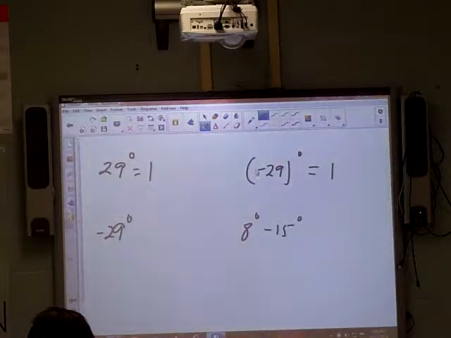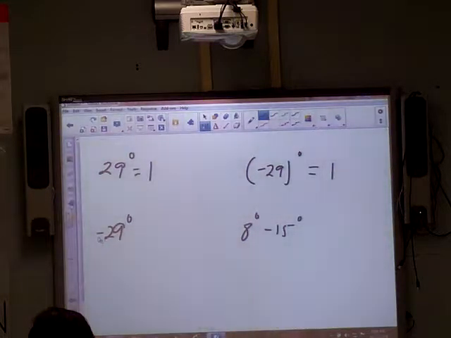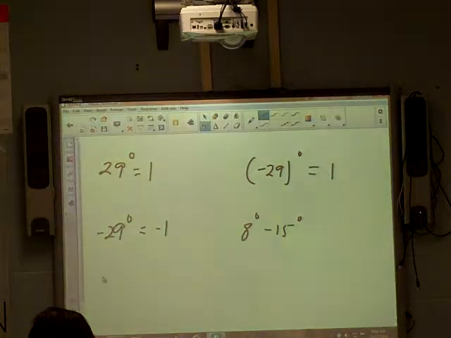It says take that whole thing and raise it to the 0 power. This one says raise 29 to the 0 power and then make it the opposite. So that'll get you a negative 1. Okay? Because we do 29 to the 0 and then make it the opposite. That's the way your calculator does negatives. I don't like it, but that's the way it does it.